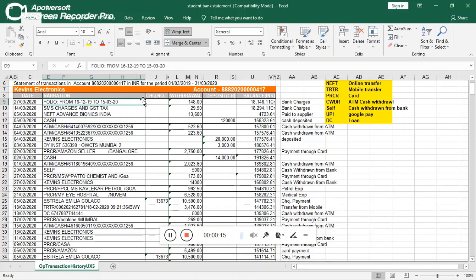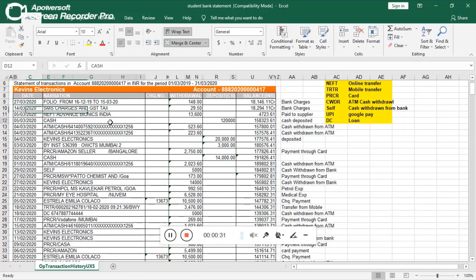Remember, nobody will tell you this. Every month you have to check your bank statement. That is the job of the accountant. If the transactions are many, you have to do it every week also, not only every month. Okay, mostly we are doing it every month.